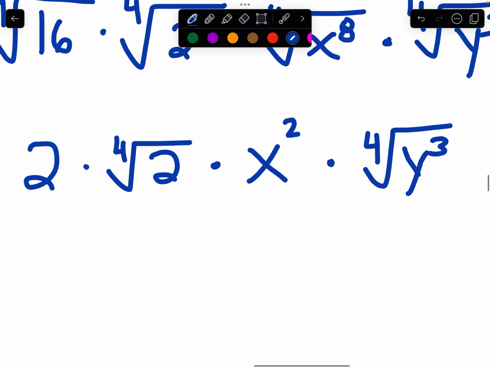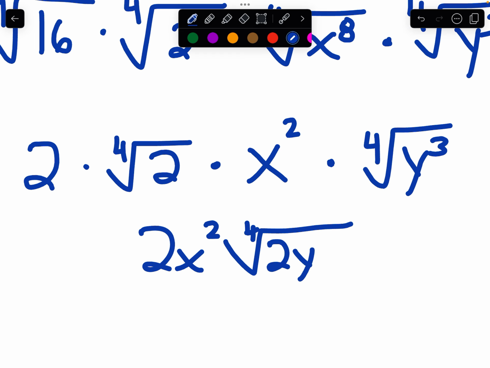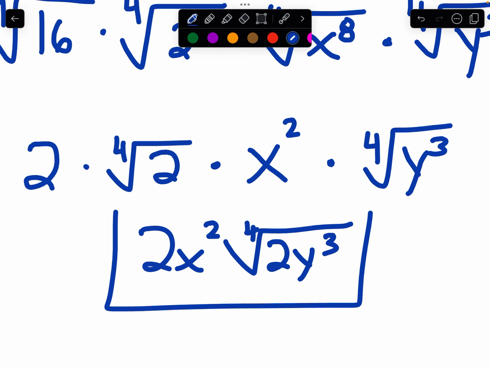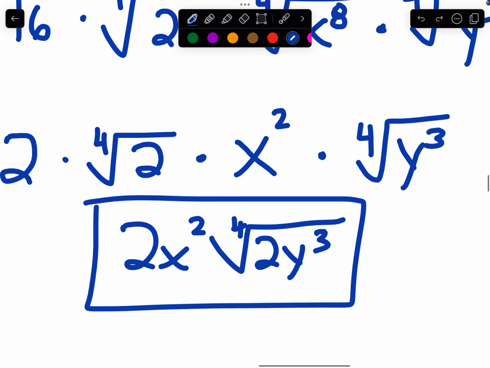So what do we have left? We've got 2x squared outside of the fourth root. Inside of the fourth root, we have 2y cubed. Be careful where you put your indices. If you let it meander too far this way, it might look more like an exponent. So keep that index tucked nice and close to that radical symbol there.